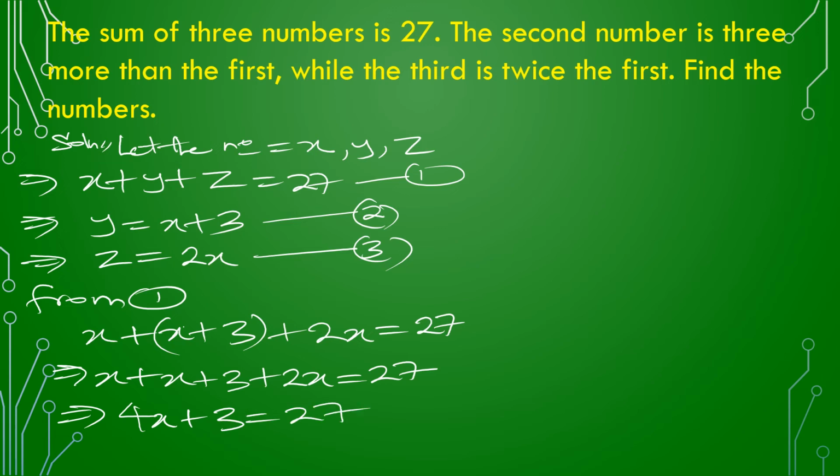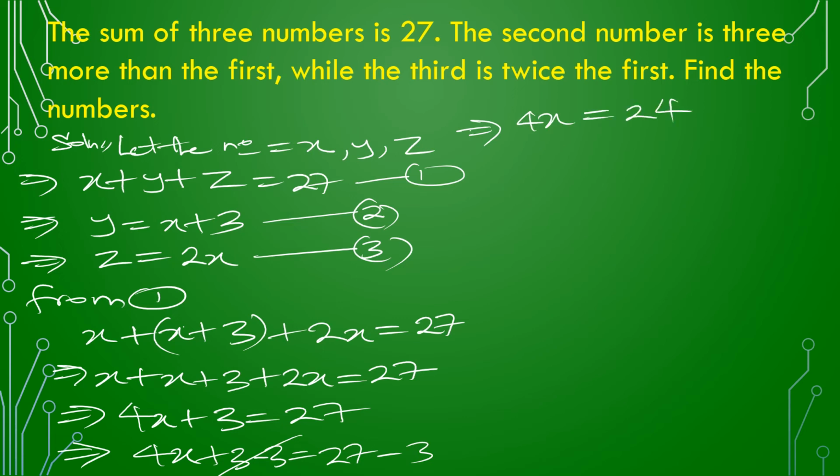to what? 27. Subtracting 3 from both sides, we have that 4x plus 3 minus 3 is equal to 27 minus 3. This will go, which gives us 4x as equal to what? 24. Dividing both sides by 4, we have x, 27 minus this, yes, it's 24. We have that x is equal to what? 6.